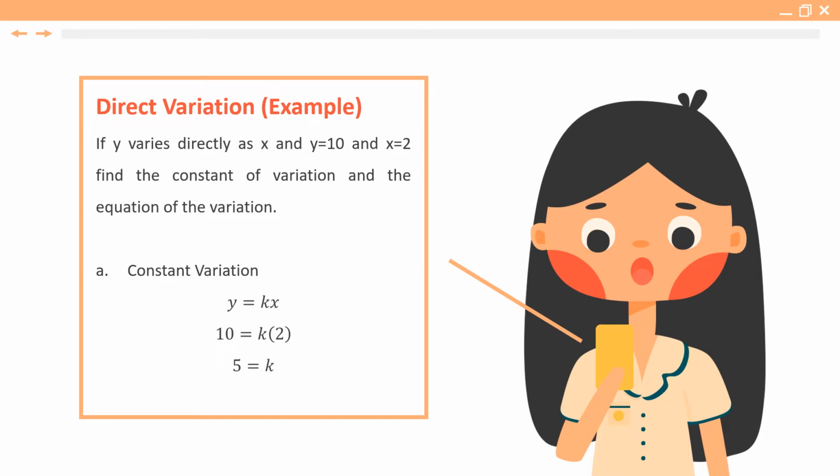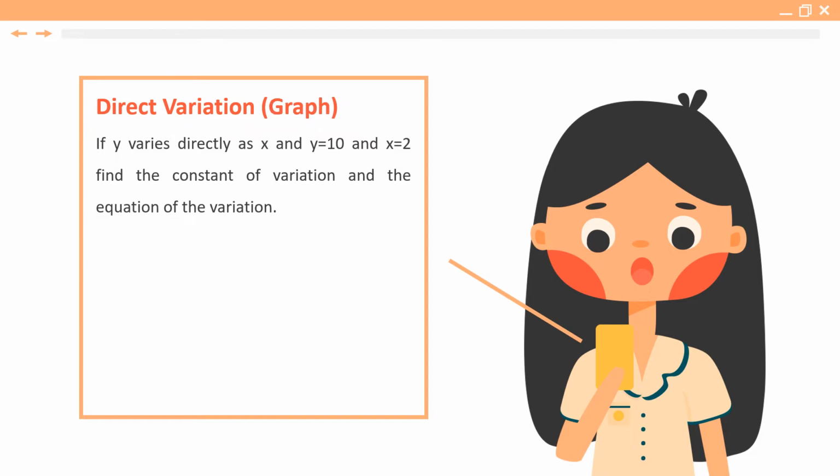So now it's time for us to find the equation of the variation. To find the equation of the variation, we just substitute 5 for k. So it's just that easy. So I believe that you can really do it. Like what I said, substitute. Therefore, our equation would be y is equal to 5x.